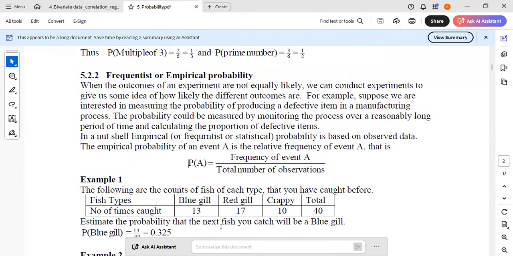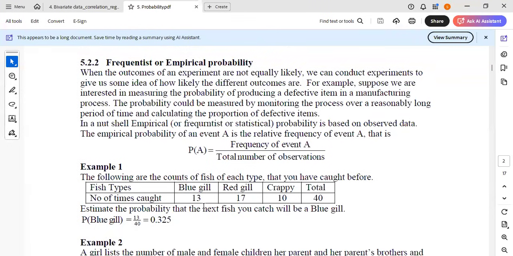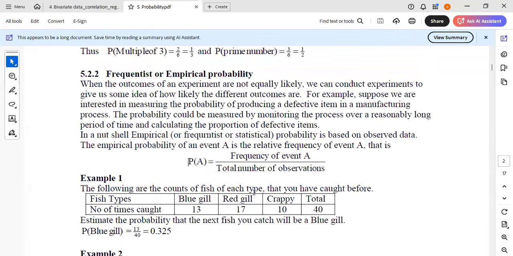And so, for example, the following are the counts of fish of each type that you have caught before. So you have fish type: we have the blue gill, we have red gill, we have crappie. So three types. Then the number of times that you've caught each. So for the blue gill, you realize that you've caught 13.